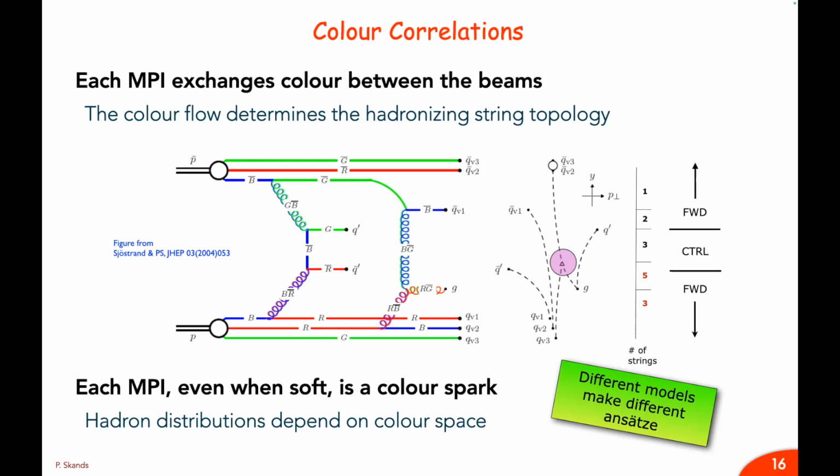Right, so different models make different ansatz, but you can already see here there's an ambiguity that was not there in e+e- collisions, where we don't know how to correlate all these multi-parton interactions. They all have initiator partons coming from a remnant, and we don't know what their mutual color correlations should be. We have to make an ansatz about it.